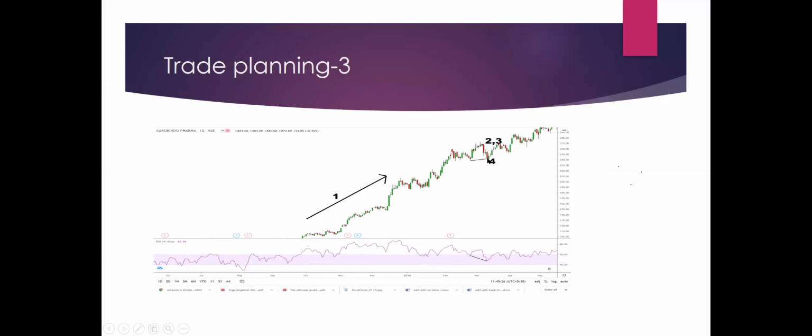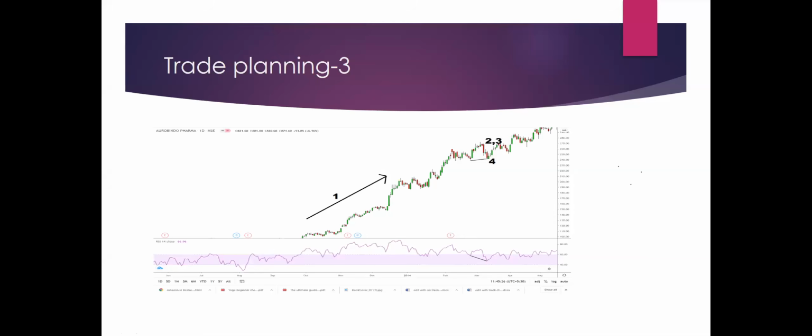So whenever you take a trade, your initial target is the swing high. You can exit 75% of the position at the swing high, and you can carry the remaining 25% of the position continuously with the trailing SL concept.